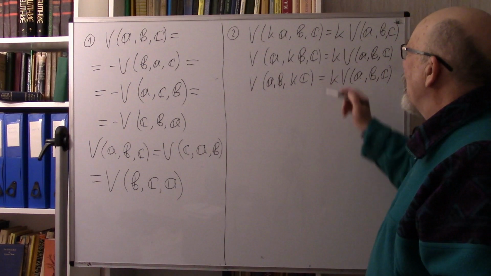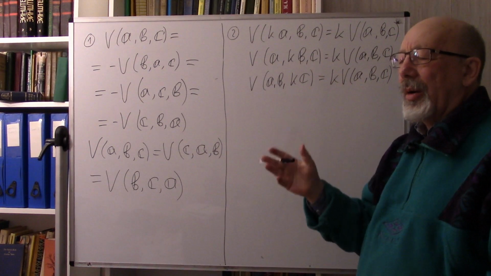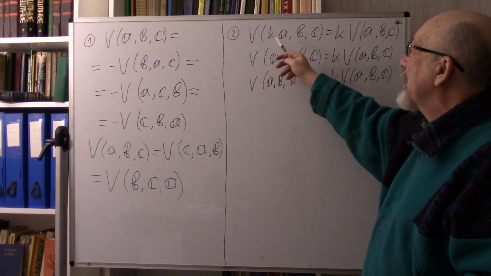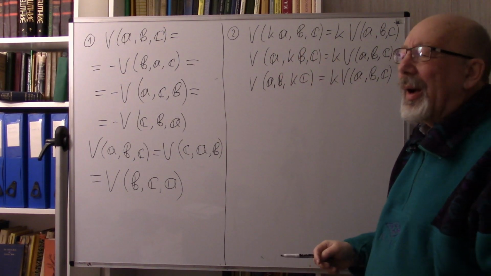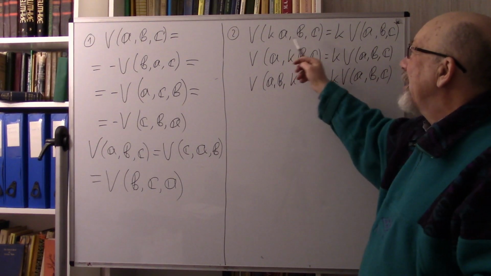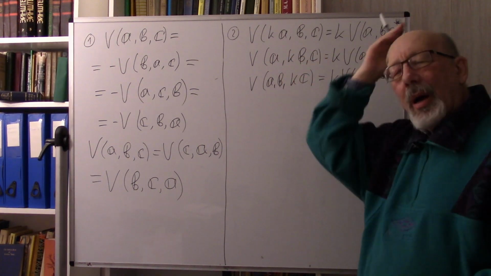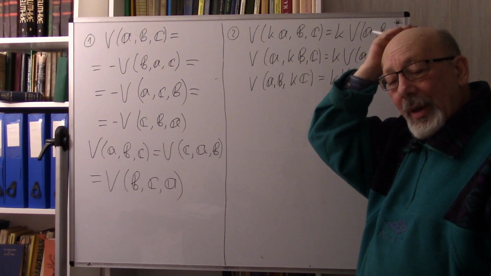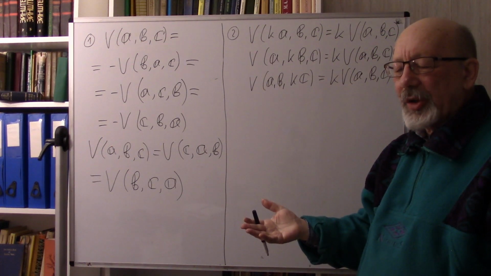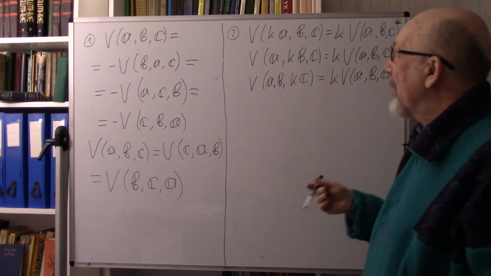For k positive, these three vectors have the same parity, so they are either right or left together. If A, B, C was right, then if k is positive, kA, B, C is also right. And the same with the others. If A, B, C was right and k is negative, then all these three triples will be left, and so the volume changes sign, and its absolute value is multiplied by the absolute value of k.